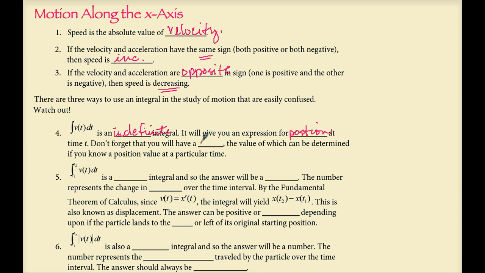Don't forget that you will have a plus c, or constant of integration, the value of which can be determined if you know a position value at a particular time. The integral of the velocity function v of t dt from 1 to 2 is a definite integral. So the answer will be a number. The number represents the change in position over the time interval.